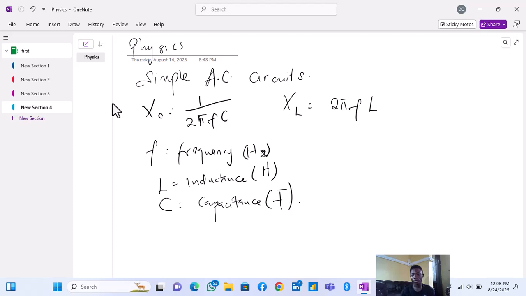And remember that I said omega is 2 pi f, so that means we can rightly write XC as 1 over omega C, and we can also write XL as omega L. So these are very fundamental things for us not to forget. So yeah, we now move from there.